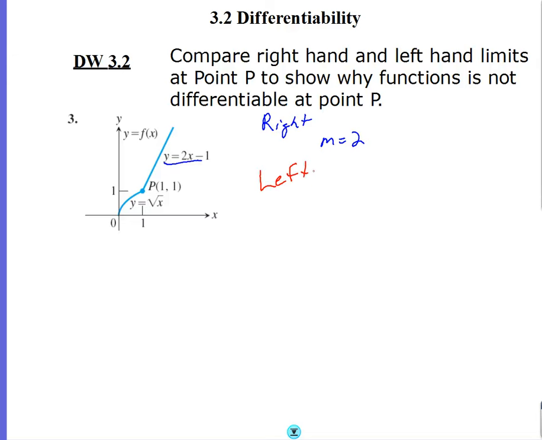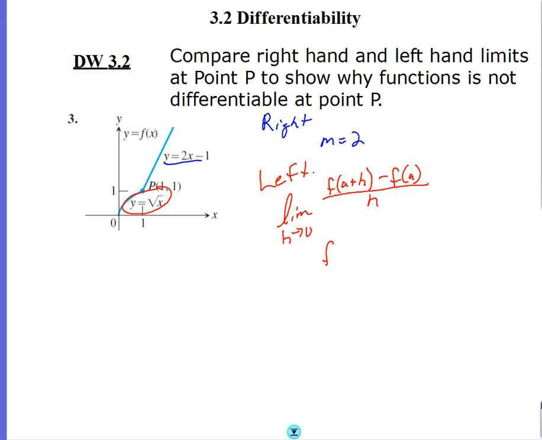On the left side, I do need my limit. The limit is h goes to 0 of f of a plus h minus f of a, all over h. In this case, my function is going to be the square root of x, and I'm going to go ahead and plug that in.